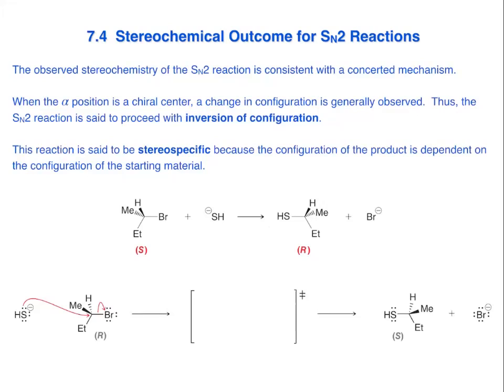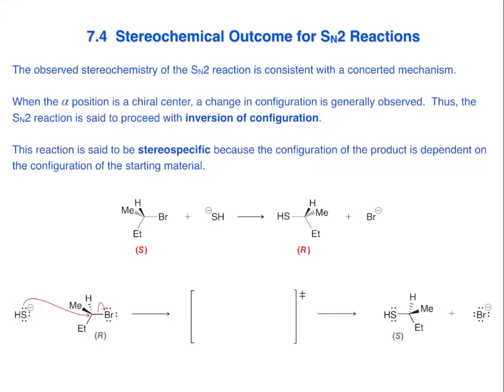In this video, we're going to cover sections 7.4 and 7.5, which looks at the stereochemistry of the SN2 reaction and the E2 reaction, as well as the regiochemistry of the E2 reaction. Now, the observed stereochemistry of the SN2 reaction is consistent with a concerted mechanism. And so when the alpha position is a chirality center, a change in configuration is generally observed.